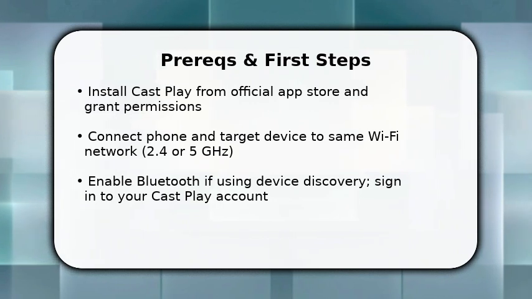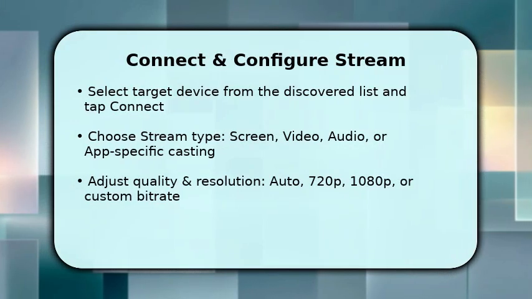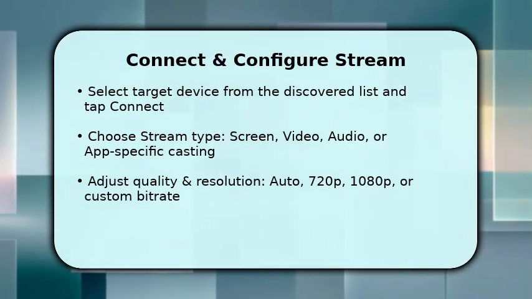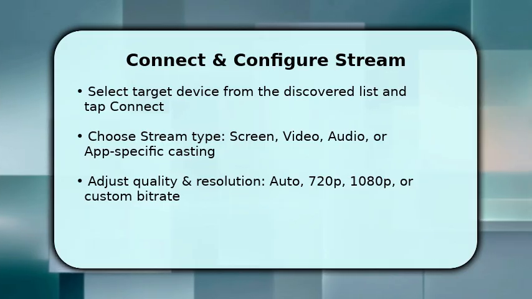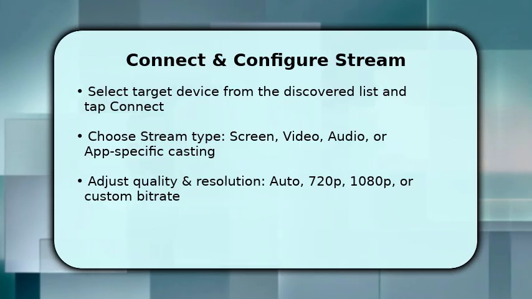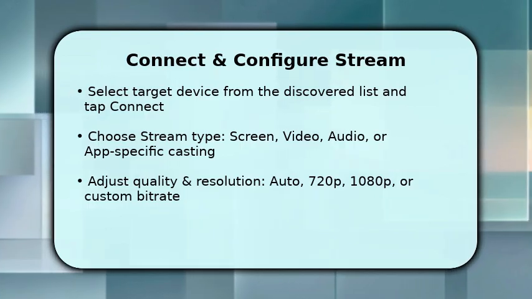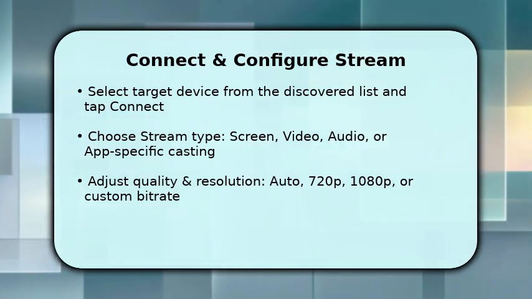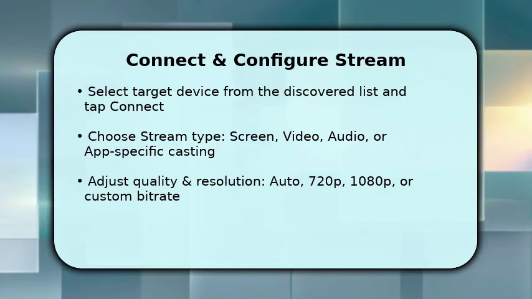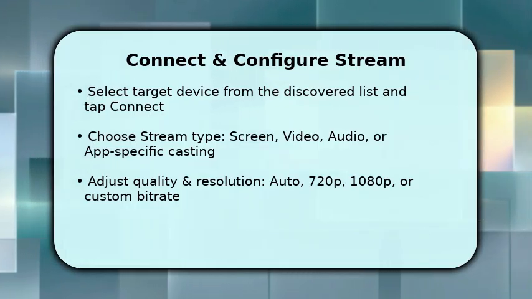You now choose and configure the actual stream. After selecting the target device, pick the stream type: screen mirror for full display or appcast for optimized playback. Once selected, open settings and select resolution and bitrate. Higher values need stronger Wi-Fi. Use auto for unstable networks so the app adjusts dynamically. Then start playback or share your screen.